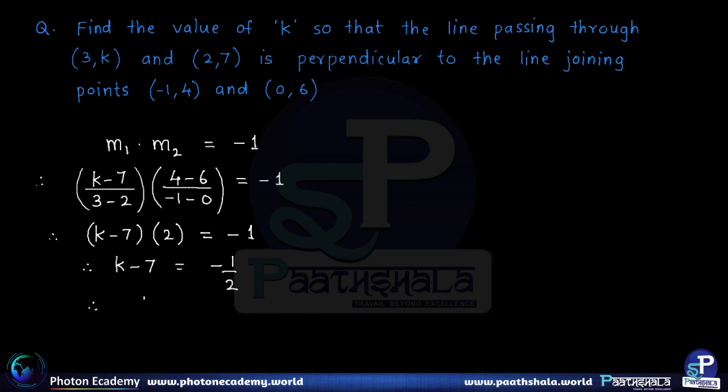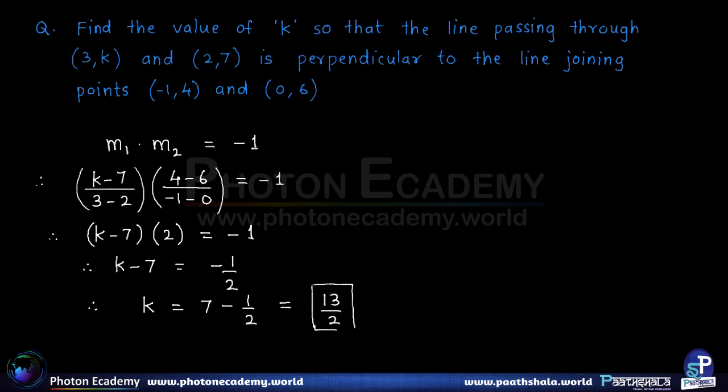So therefore k is nothing but 7 minus 1 by 2 is equal to 13 upon 2. So that's the required value of k, right? Let's go to another question.